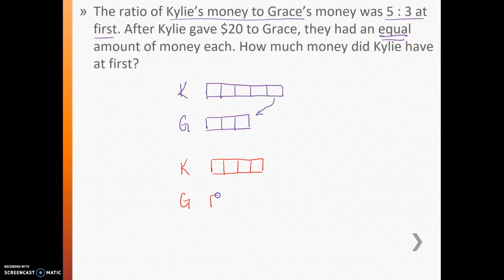And let's give to Grace. She had 3, but she just got an extra one from Kylie. So now she has 4. Okay, so now they have an equal amount of money each, right? Well, at least they have equal units.